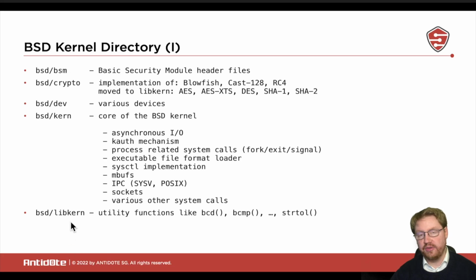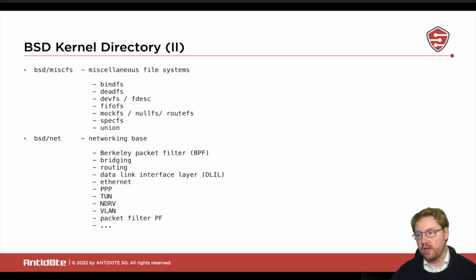Yeah, and then there's the libkern directory with a bunch of utility functions. We are not going into detail here. So then you have the miscellaneous file system directory. There's stuff like the bindfs, deadfs, devfs, fdesc, fifofs, mockfs, nullfs, routefs, specfs, and unionfs. All these special file system types are all stored in the miscfs directory. You will see that a bunch of other file systems are nowadays loaded via drivers, so they are not in the main kernel here.